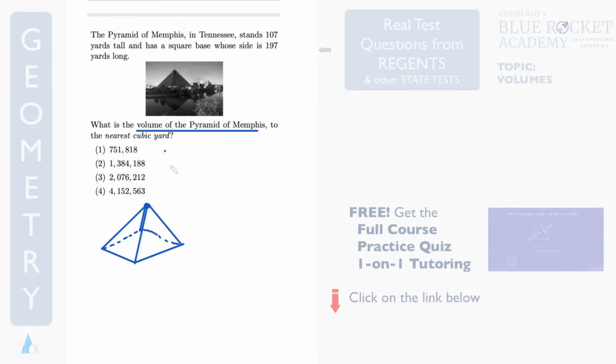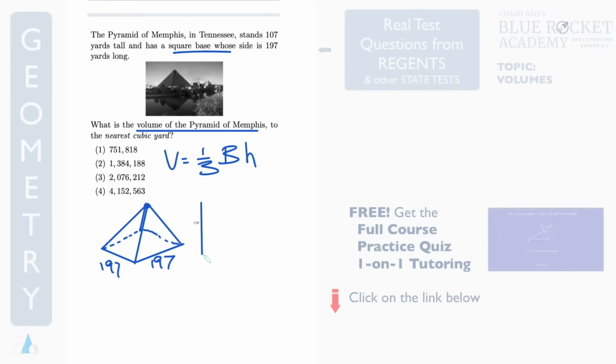So remember, the formula for a pyramid is 1/3 the base times the height. What is the base? It's the bottom part. They're giving us information about the base. It's a square base, and the sides are 197. So this is 197, this is 197. So this is the base over here, and now you want to find 1/3 BH.